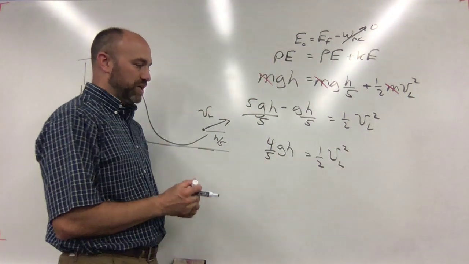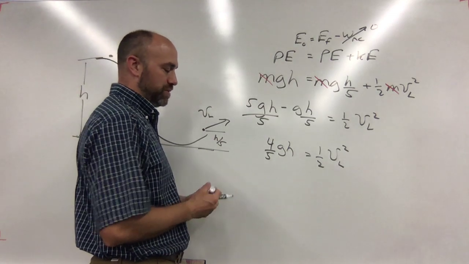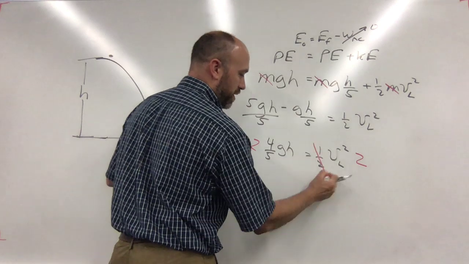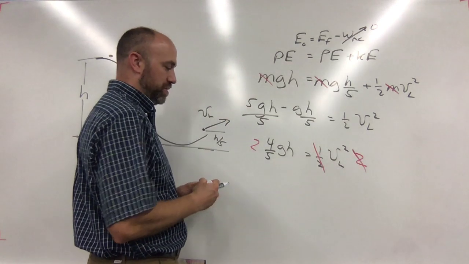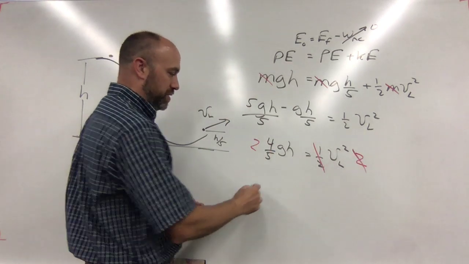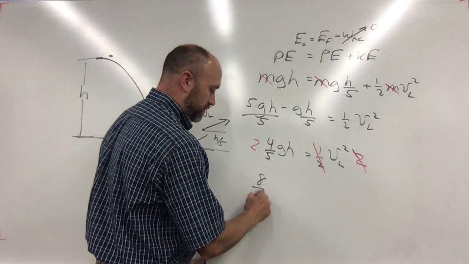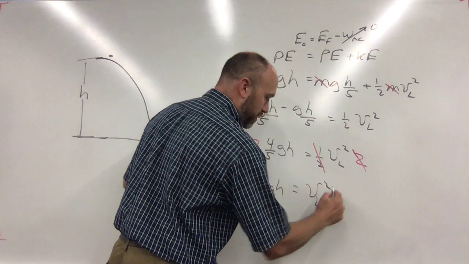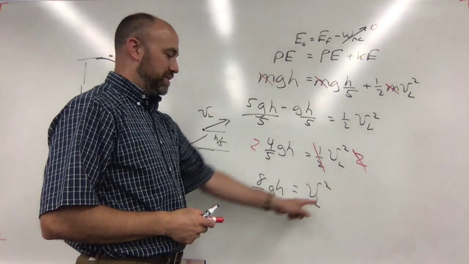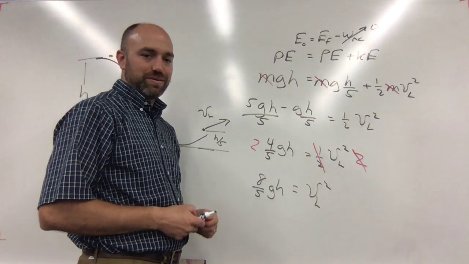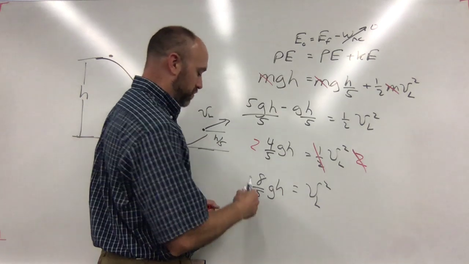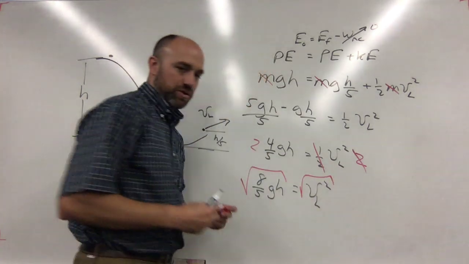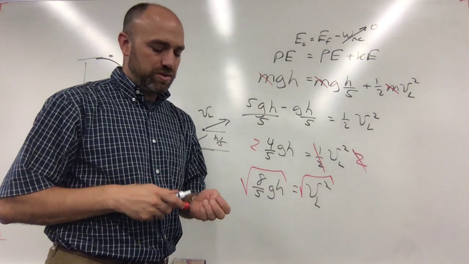Now we can multiply both sides by 2. That'll cancel out the 1/2 over here. It'll turn that 4 into an 8. So we're going to have 8/5 gh equals v launch squared. And then this is the last easy part. How do we get rid of the square? Square root. Yep. So now we just square root both sides. And that's all you have to do. Does that make sense, Chelsea?